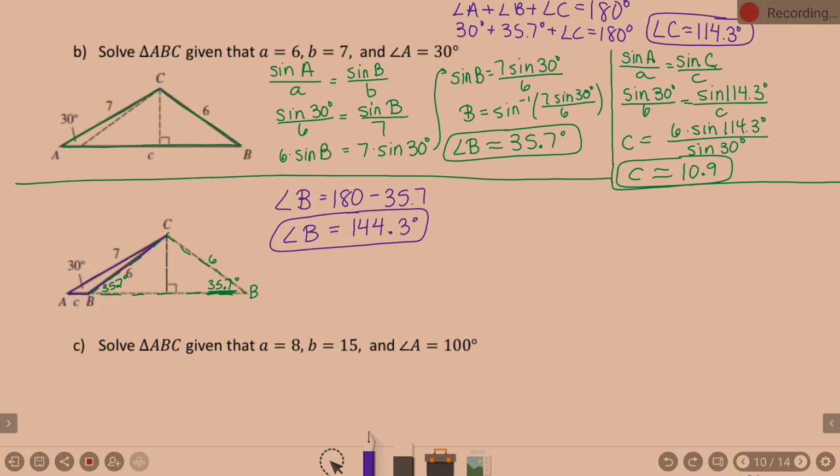Well, we know we can find angle C, because all three angles in a triangle still add up to 180. And then we just have to find the sides. Angle A all along has been 30. My new angle B is 144.3 plus what angle C is equals 180. So my new angle C this time is going to be 5.7 degrees, very small.